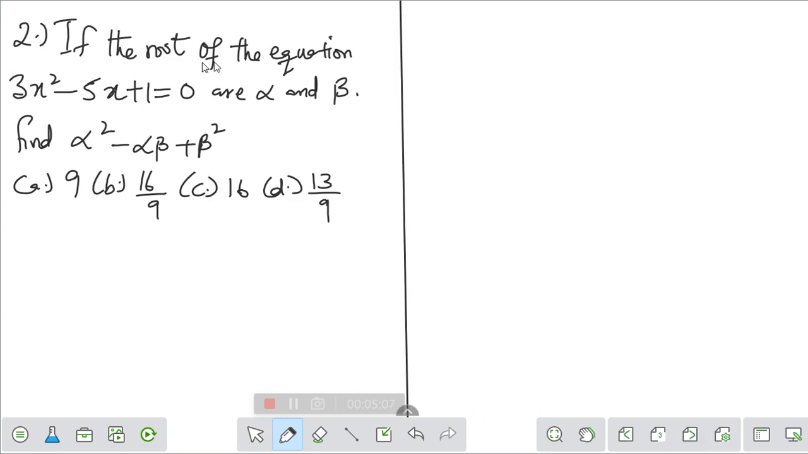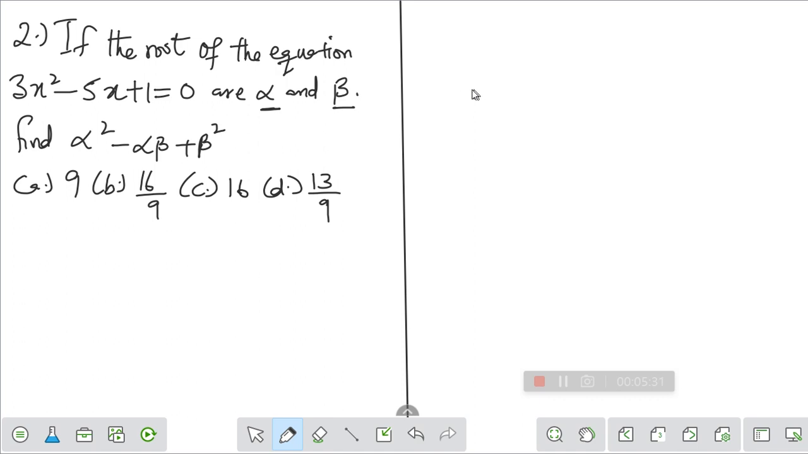So, look at the second question you asked. I hope you understand the first question I just did. Yes, clearly, sir. Okay, all right. So they said if the roots of the equation 3x squared minus 5x plus 1 is equal to 0 are alpha and beta, you should look for alpha squared minus alpha beta plus beta squared.